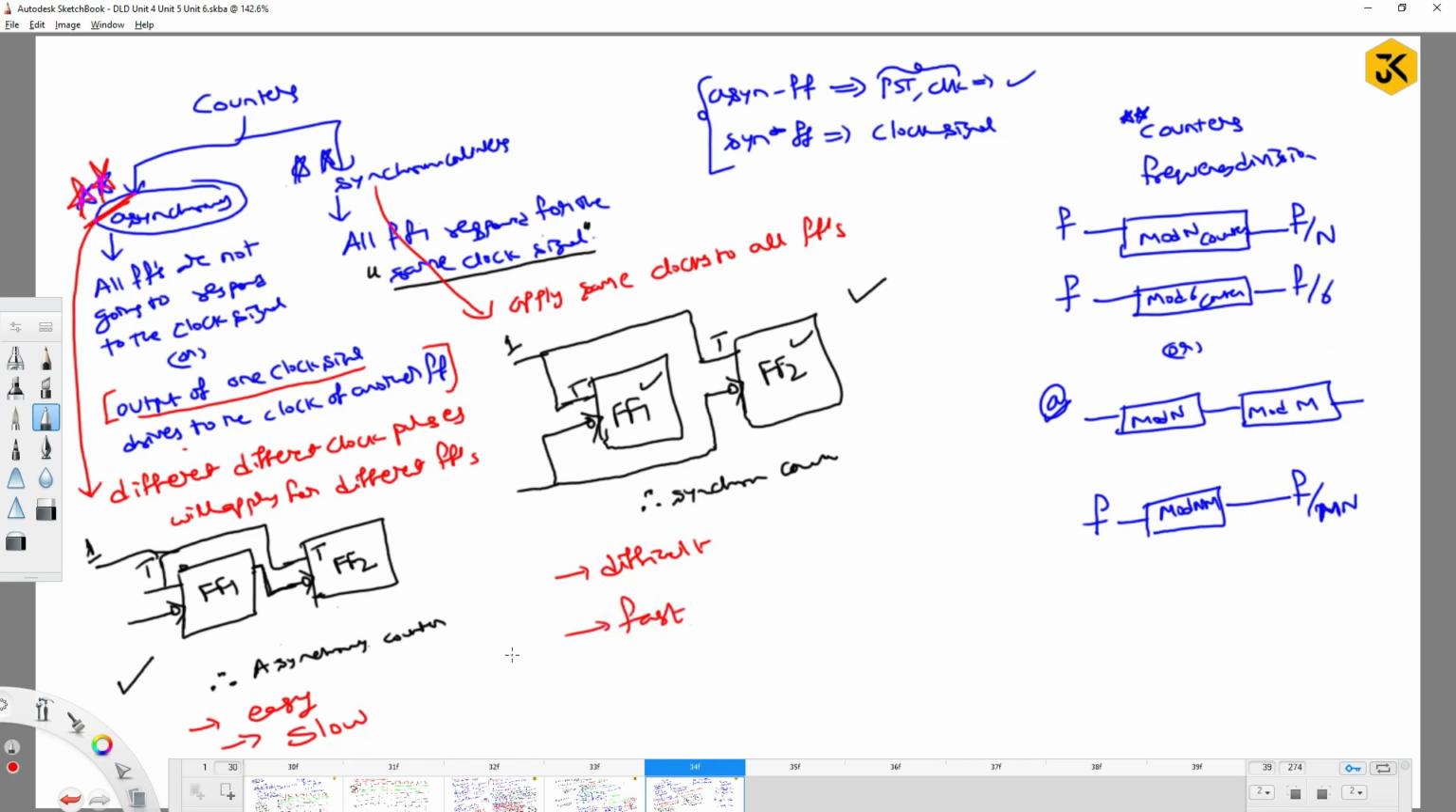Why? This is slow because, for example, the second flip-flop depends on the first flip-flop, am I right? Meaning that only after the execution of the first flip-flop, its output has to be given to the input of this one. Whereas here, all are executed at the same time, in parallel. That's the reason it is fast. These are some of the differences between asynchronous counters and synchronous counters, right?